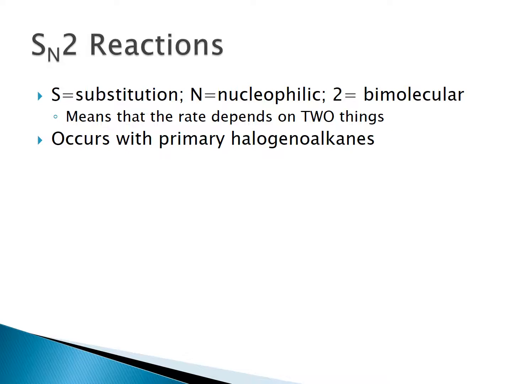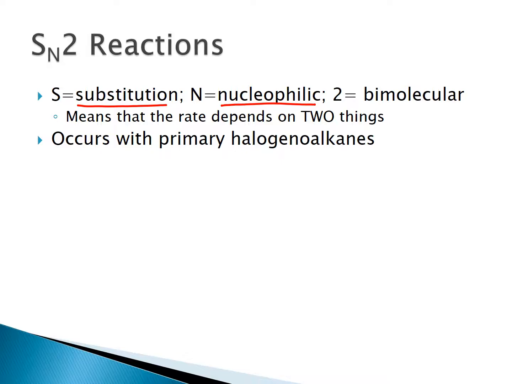Okay, let's talk about SN2 reactions, and there are some specific things we need to pay attention to when we draw these, so this will be a good one to practice a lot. All right, so in SN2, again, the S is substitution and the N is nucleophilic. The 2 means bimolecular. So in the rate determining step, there are 2 species involved. So in this case, that would be the halogenoalkane and the nucleophile, whatever that may be.